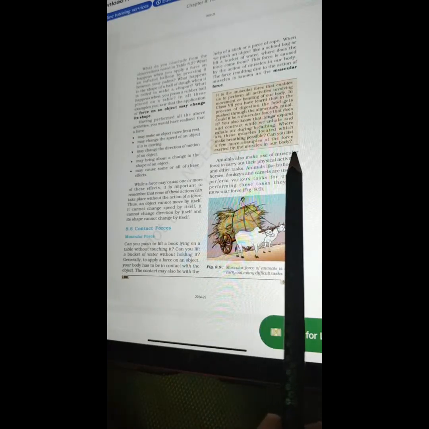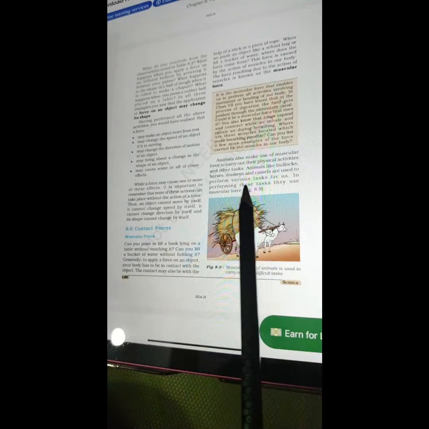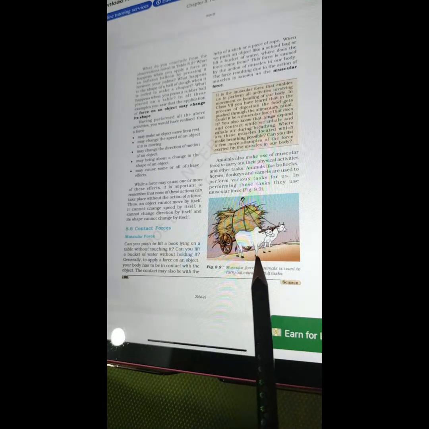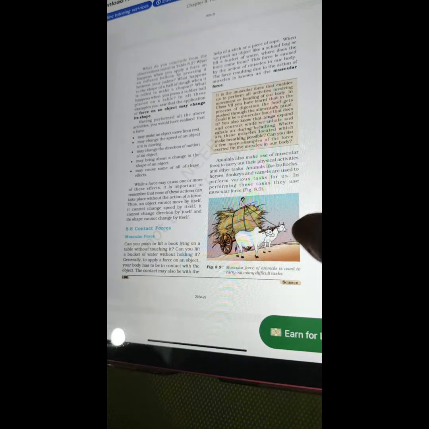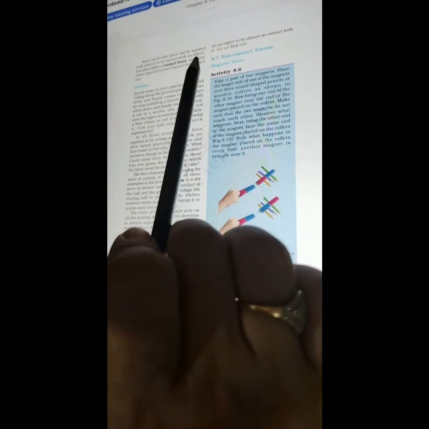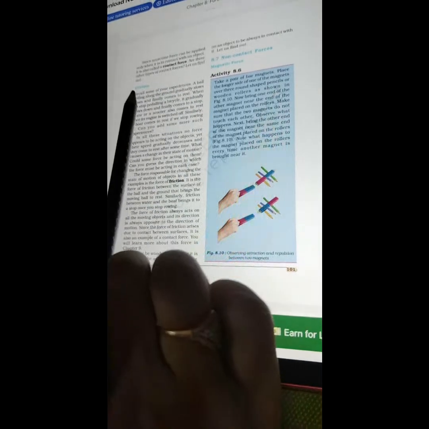Animals also make use of muscular force to carry out their physical activities and other tasks. Animals like bullocks, horses, donkeys, and camels are used to perform various tasks for us. In performing these tasks, they use muscular force. Similarly, this has been shown to you in figure 8.9. Next page. Since muscular force can be applied only when it is in contact with an object, it is also called contact force. Are there other types of contact forces? Let us find out. Friction.